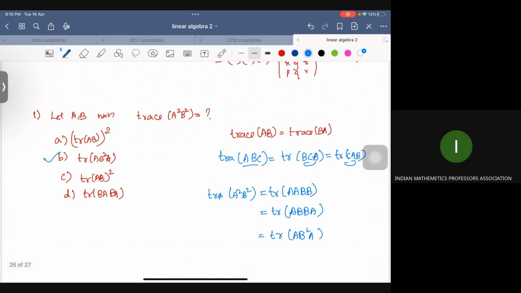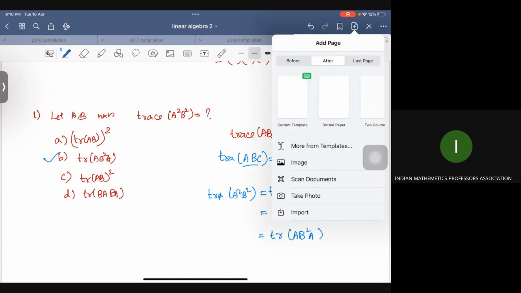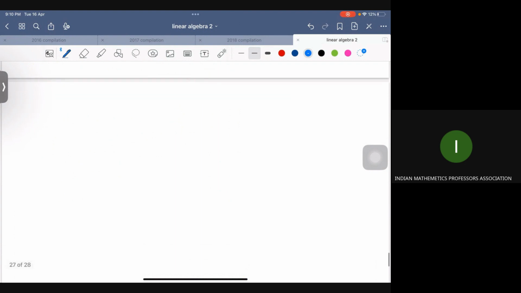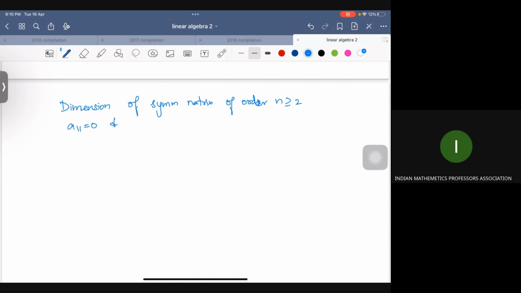And in yesterday's assignment, you got one question. What is the dimension of the symmetric matrices of order n greater than or equal to 2, with the first element 0 and trace equal to 0?